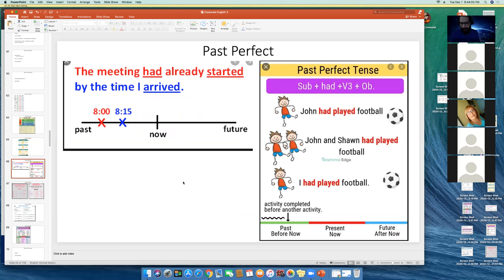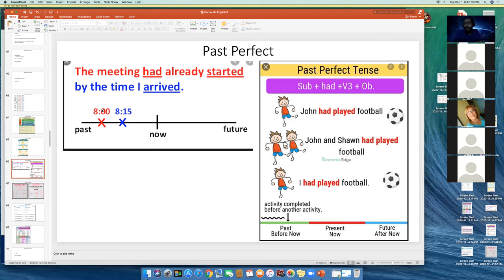we have it in this format. The meeting had already started by the time I arrived. I don't know if you guys remember, we saw this earlier on. And so the idea behind this one is that the meeting started at 8. And I got there at 8:15. Everything happened in the past, but you have to explain in the past when. When did it happen in the past, right?